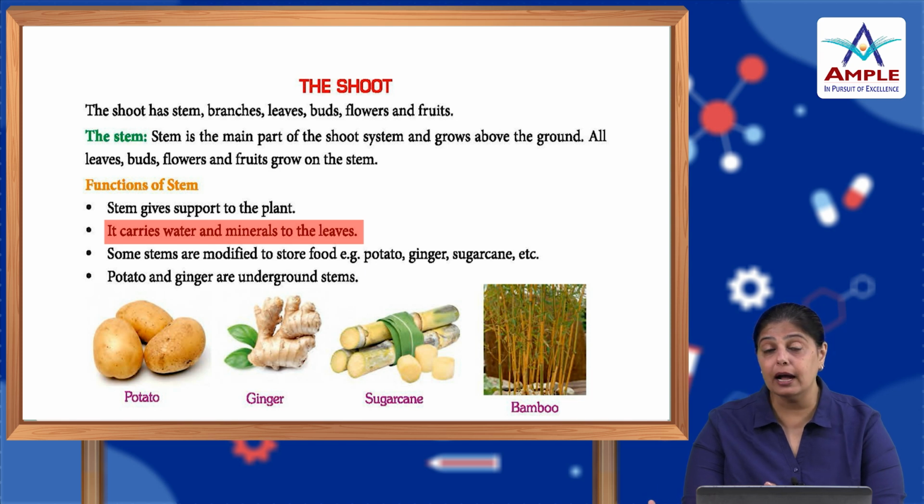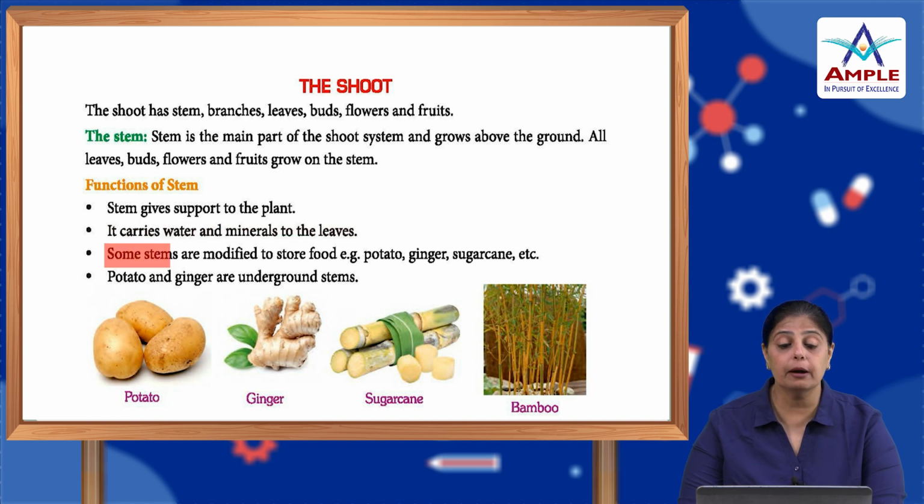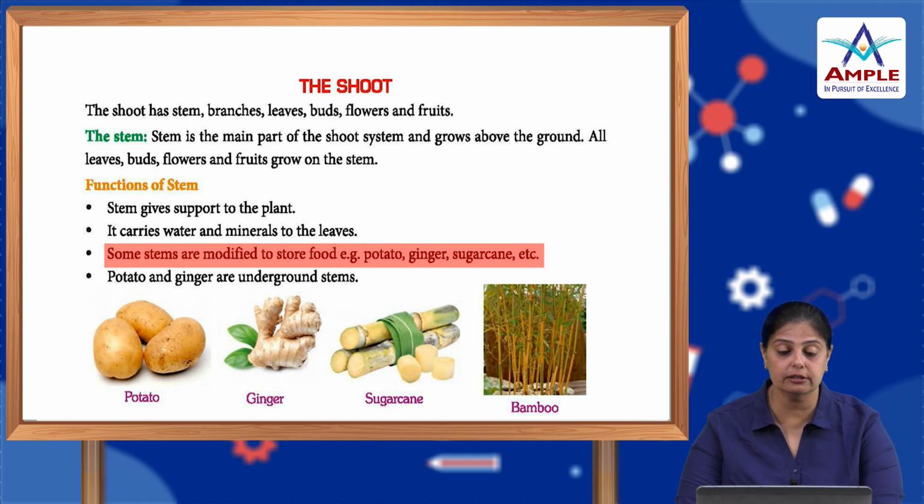So, the tap roots and the fibrous roots are connected to the stem. When you water the plant, the water and the minerals are absorbed, and then they are spread through the stem into the different parts of the plant. Now, stem carries water and minerals to the leaves. Some stems are modified to store food, for example potato, ginger, sugarcane, etc. So, these are different types of food that we get from the stem.